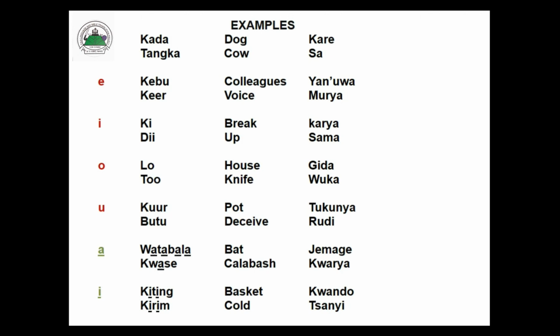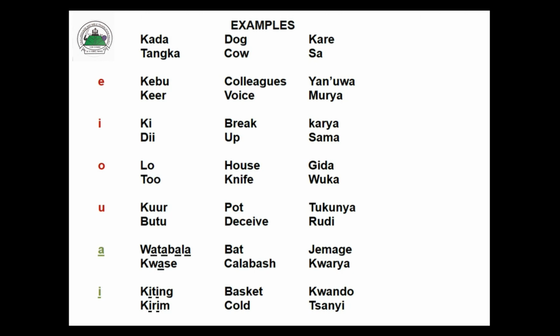Then the next vowel, which is one of our new vowels, is pronounced as in the word watabala. Watabala, which means bat in English, jemage in Hausa. Another example on it is pronounced kose. It is pronounced kose, which means calabash in English, kwaria in Hausa.